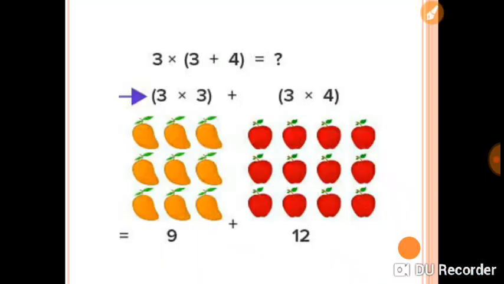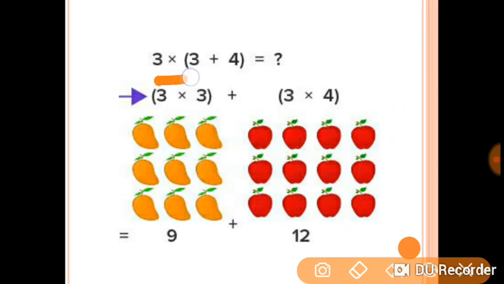Let us consider one more example. In this example, 3 has to be multiplied to the sum of 3 and 4. It means first 3 will be multiplied by 3, then there will be a plus sign between them, then 3 will be multiplied by 4. 3 into 3 is shown by the number of mangoes, and 3 into 4 is shown by the number of apples. So, 3 into 3 will give you 9 and 3 into 4 will give you 12. And 9 plus 12 will give you 21.